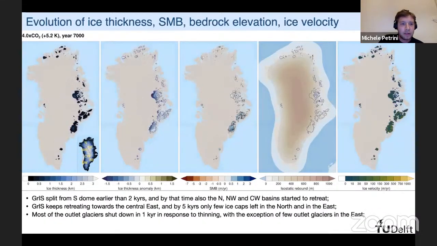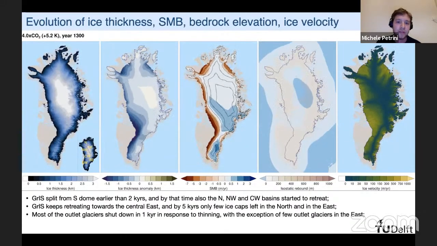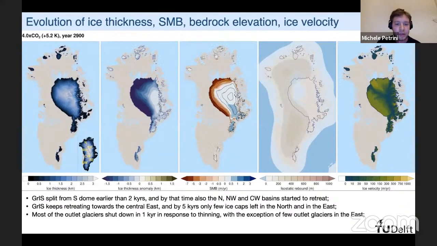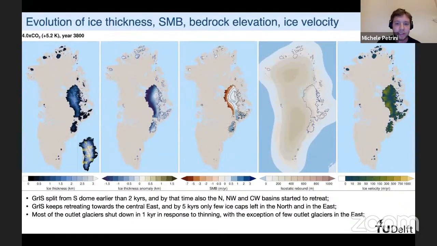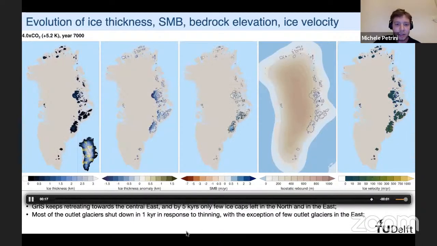And the last two videos are for the 5.2 forcing, and you can see here how the retreat is much faster, and by 5,000 years, the ice sheet is basically gone, and there are only a few ice caps remaining in the east.